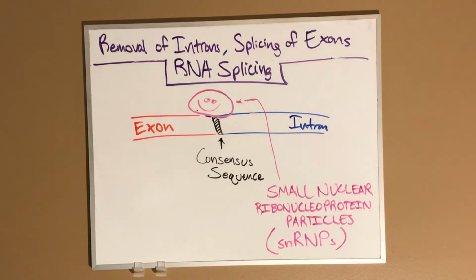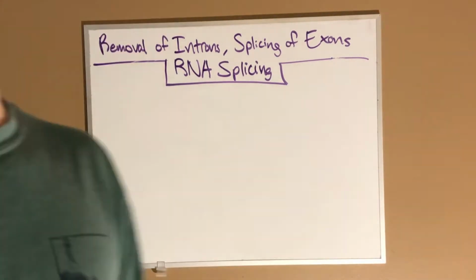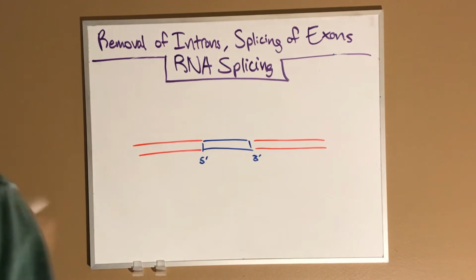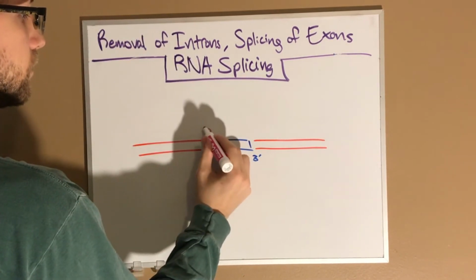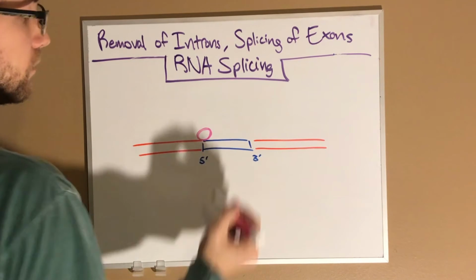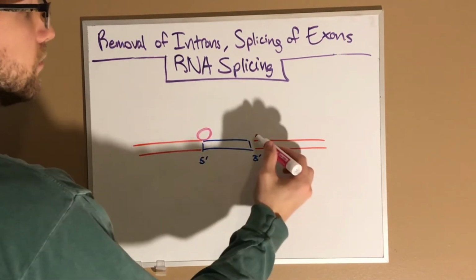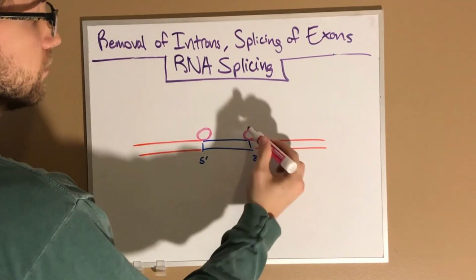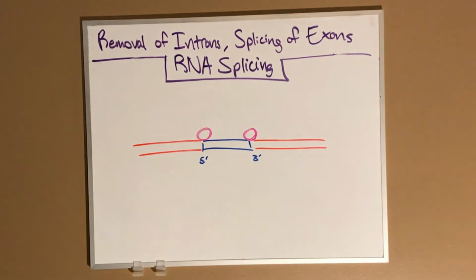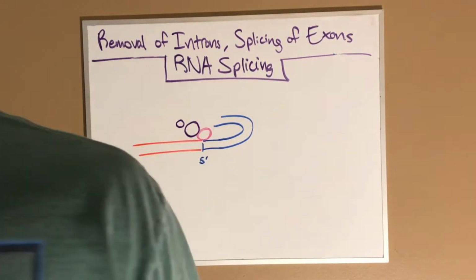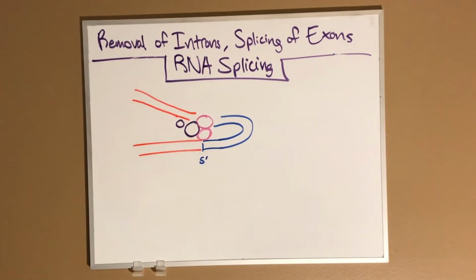Let's use a picture where there are two exons that have a single intron between them to show how this works. The first SNRP on the scene would recognize and attach to the 5' exon-intron boundary. The second SNRP will attach to the 3' boundary between the intron and the second exon. Then the two SNRPs will interact with each other and some other proteins to create a complex called a spliceosome.